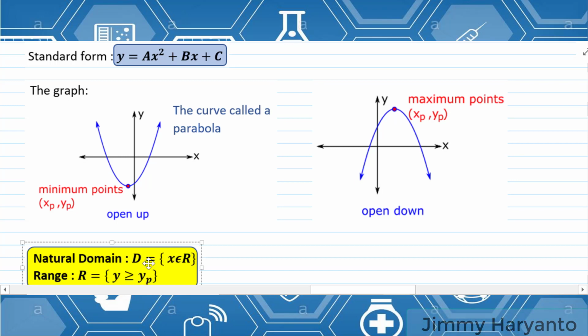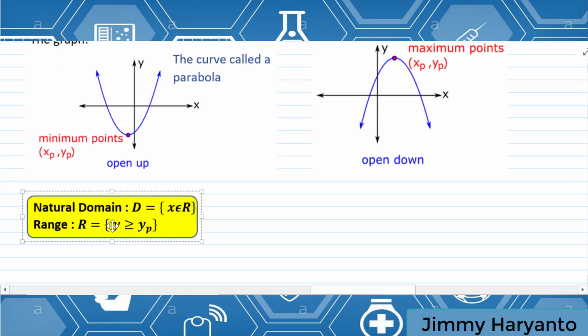But for the range, take a look at this. There are arrow signs also. The arrow goes to the top. It will go up continually, but for the minimum point, the graph cannot go below the minimum point. So the lowest point must be the limit. So we can say y greater than or equal to yp, because y cannot go below yp.